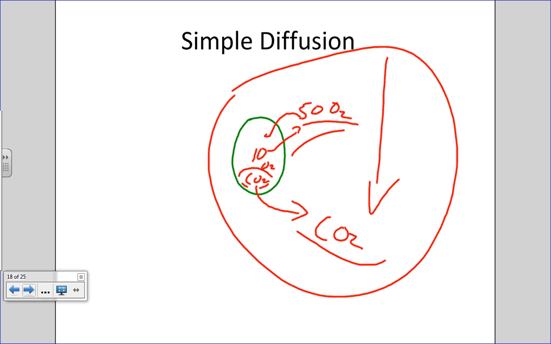All right, and like I said, I'll talk more about this when I get to the respiratory system much later on in the course, but that's all simple diffusion is. Just traveling down the concentration gradient. No energy required, plain and simple.